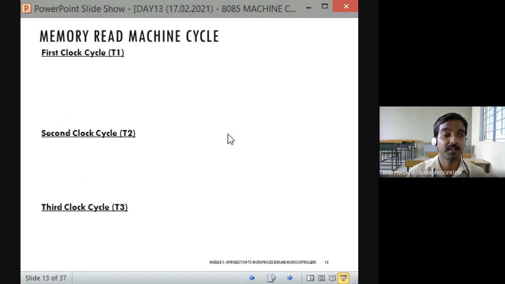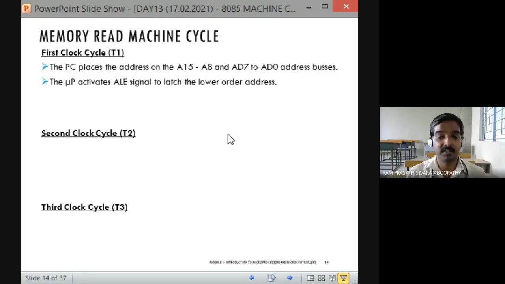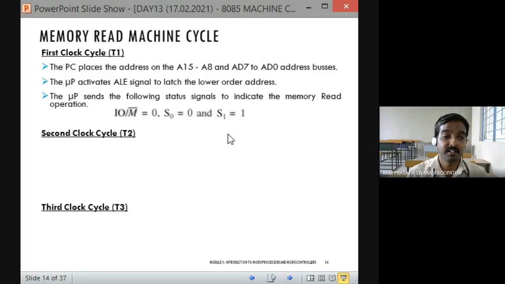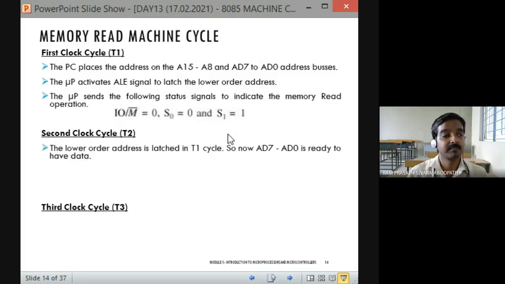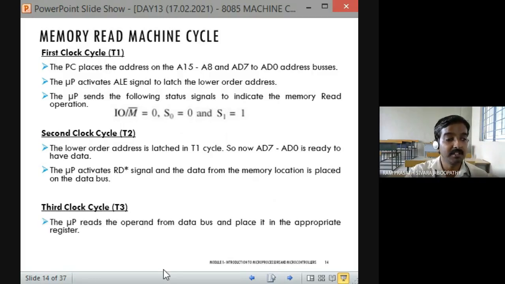So during first clock cycle, PC places the address. Activates the ALE signal. So the lower order address will get latched. Then it sends the following status signal during the first T state. During the second clock pulse, the lower order address is available in the latch. After the first T state, AD7 to AD0 can now be used for data. So MPU activates the read bar signal. The data from the memory location is placed on the data bus. The MPU reads the operand from the data bus and places it in the appropriate register. That happens in the T3 state.